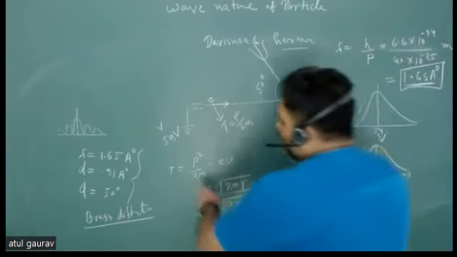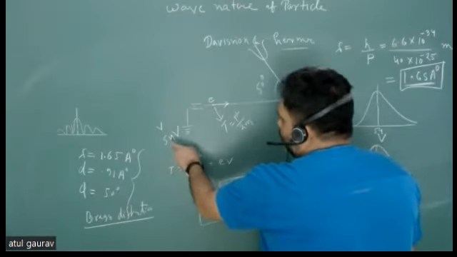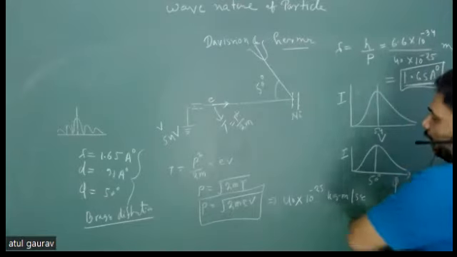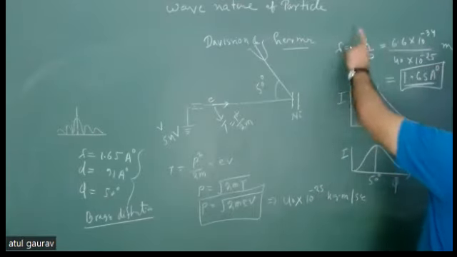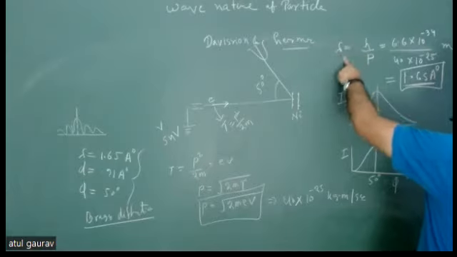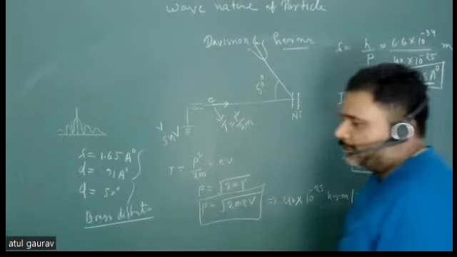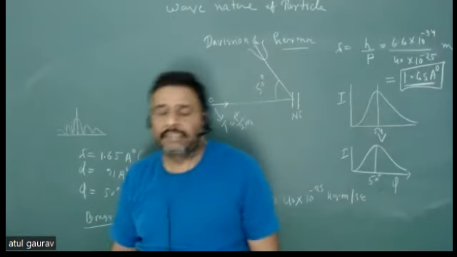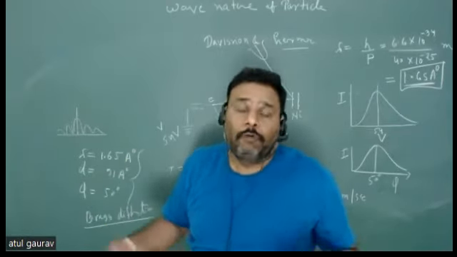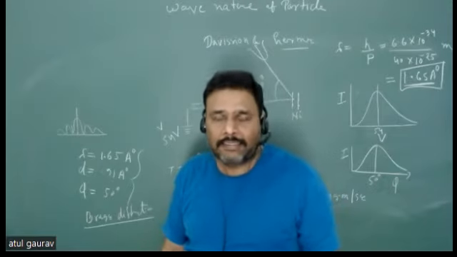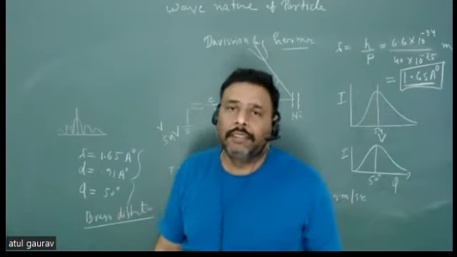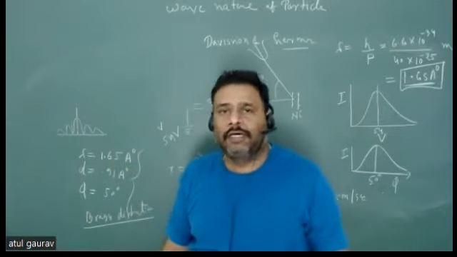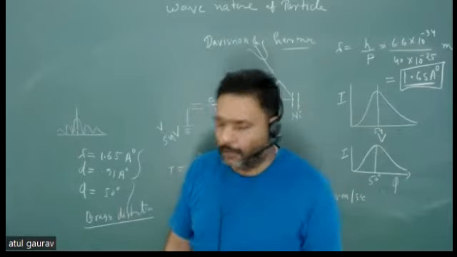So if we calculate the momentum with this 54 volt, we get this much momentum, and with the help of this momentum we get lambda exactly equal to 1.65 angstrom, which matches with the wavelength of X-ray. So what is the meaning of that? It means the assumption of de Broglie is absolutely correct, that there is a wave associated with the electron.